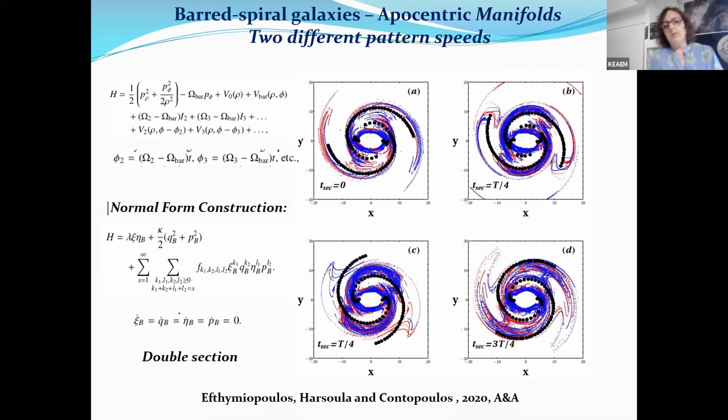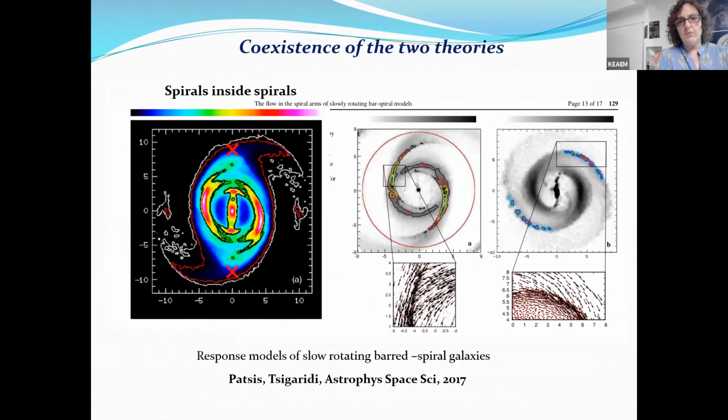But in a recent paper of ours, we have also tested the manifold theory in the case of two different pattern speeds, where the bar rotates faster than the spiral arms. In this case, the manifolds are time dependent, but we see that they can still support the spiral structure. Of course, this is the last transparency.